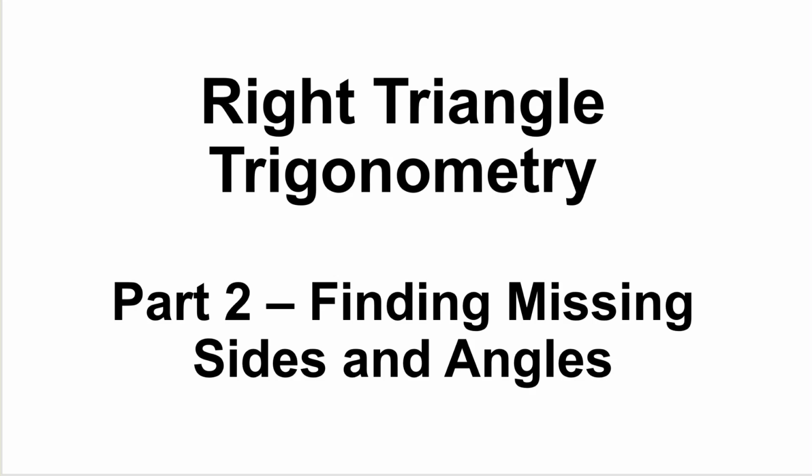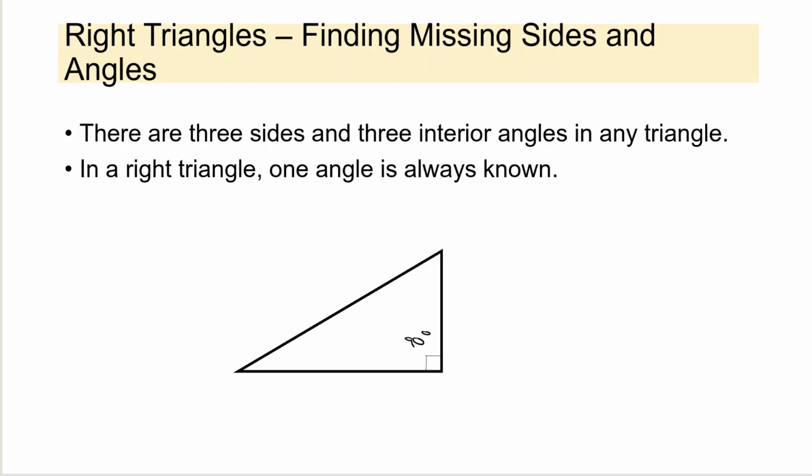Hello. In this video, we're going to be talking about right triangle trigonometry and how to use it to find missing sides and angles of right triangles. In any triangle, you've got three sides and three interior angles. In a right triangle, you always know one of the angles, the 90-degree angle, which is normally marked with a little square in the corner.